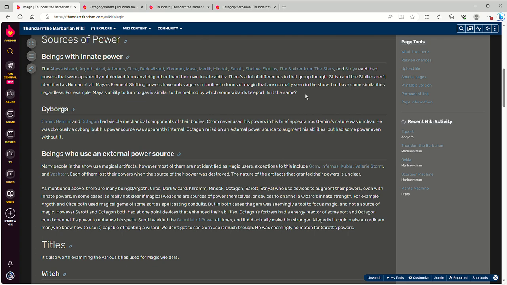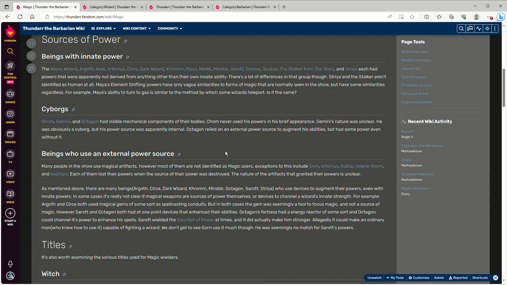They're not pushing a button on a magic wand and then the wand doing it for them. No, it's their power, their will. Like Gemini and Octagon, they didn't use magic wands. They were cyborgs. Gemini's powers, though, were seemingly innate. Why he's a cyborg, no one has any idea. His past is never talked about. He's just this wizard overlord who does stuff.